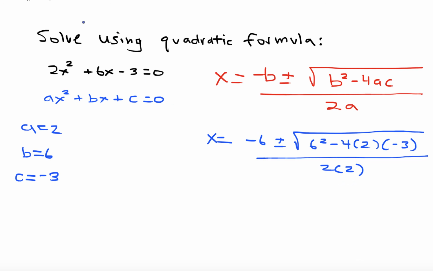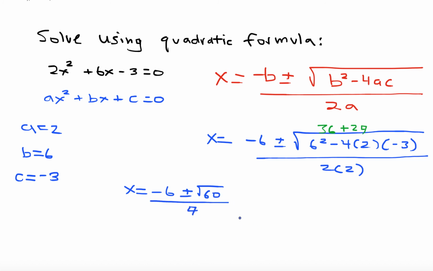Now let's simplify what's inside the radical. 6 squared is 36, and then 4 times 2 times 3, but it's negative 3, so this should change to a plus. This is going to be plus 24. So 36 plus 24 gives us 60. So what do we end up with here? We end up with x equals negative 6 plus or minus the square root of 60, all over 4.